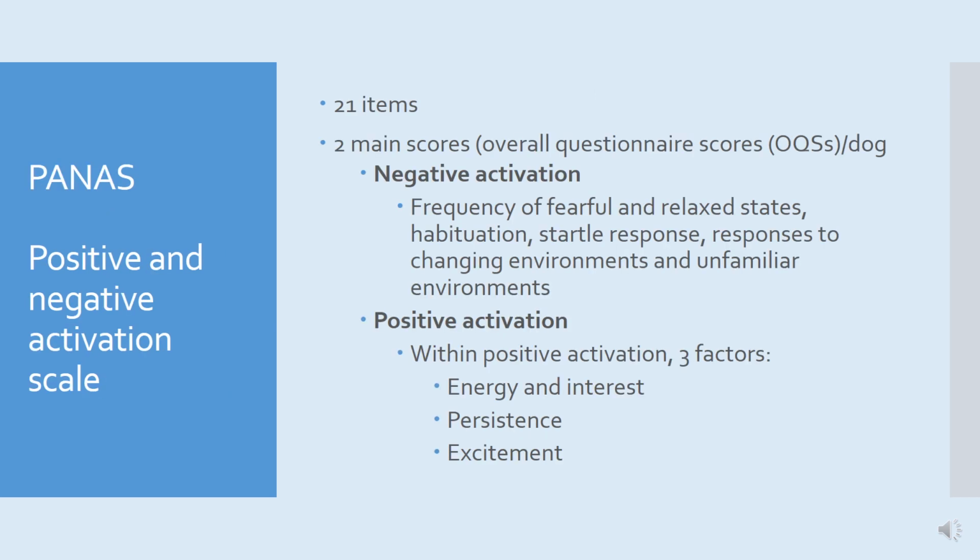So let's go through each of these in turn. The Positive and Negative Activation Scale, or PANAS, consists of 21 items. And there are 2 main scores, one for what we refer to as negative activation and one for what we refer to as positive activation. Basically, negative activation is sort of fearfulness, and positive activation is sensitivity to rewards. And these give us insight into the general predisposition of the individual. Please note, these tools should really be used as an aid and not alone to make a diagnosis.